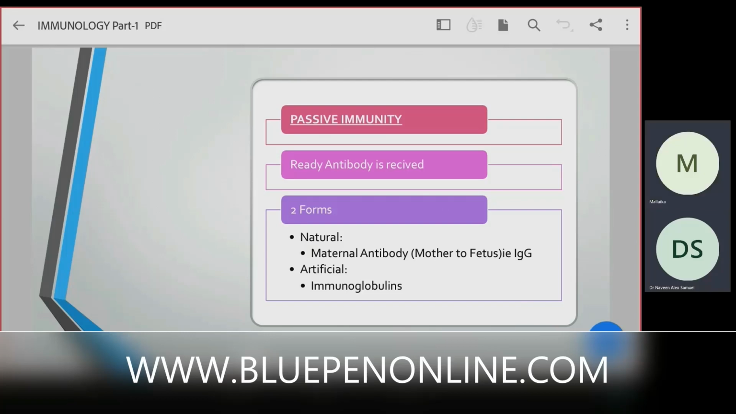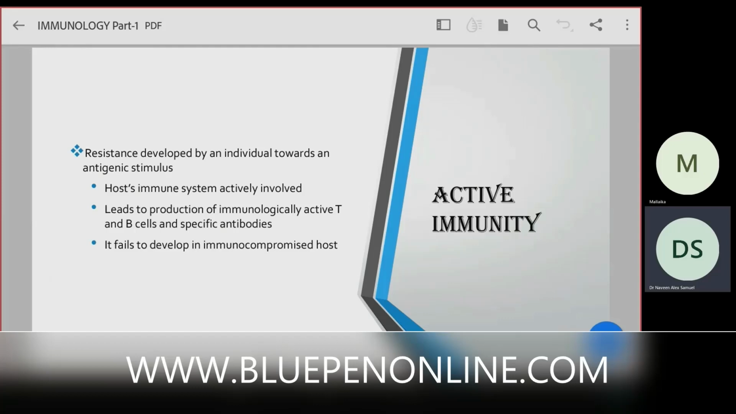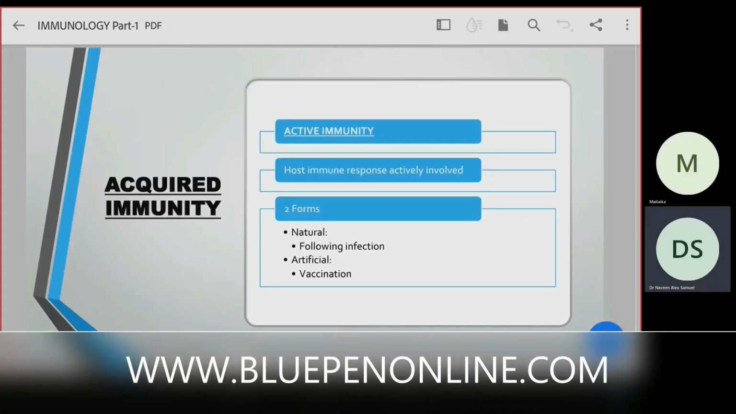Then the second type of passive immunity is artificial. That is, immunoglobulins are injected, such as rituximab, monoclonal antibodies, all those things. Here the body is not producing immunity. We are giving immunoglobulins from the outside. That's why it's called passive immunity. So, understood the difference between active immunity and passive immunity of the acquired immunity?